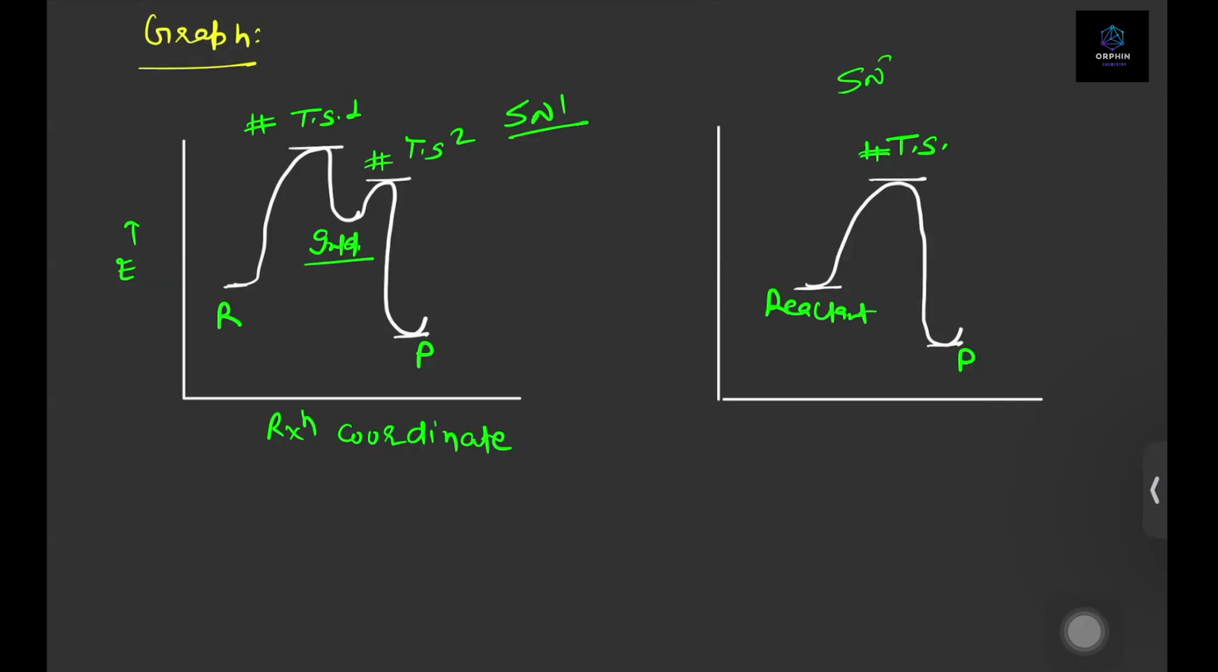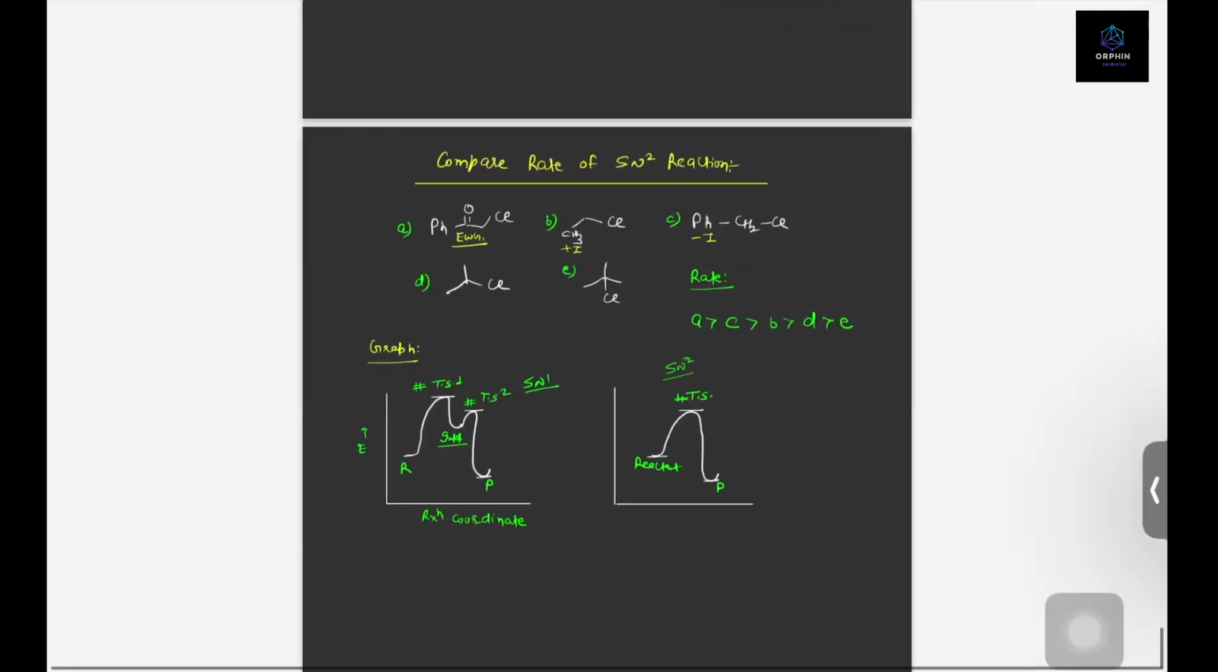And of course, in the case of SN1, as we can see, the carbocation is formed. So the carbocation can show rearrangement also. If that is possible, we will be doing rearrangement also.